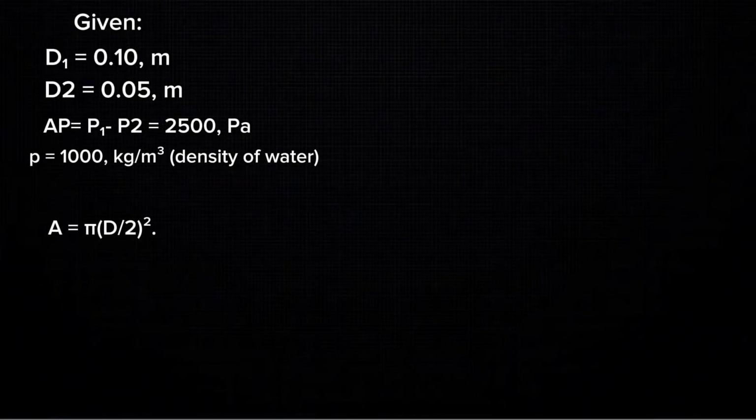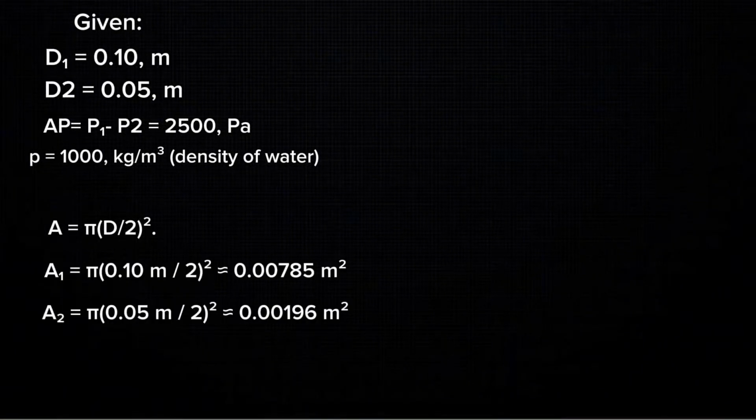First, we calculate the cross-sectional area of both sections using the formula for the area of a circle. Next, we use the continuity equation, which states that the mass flow rate is constant throughout the pipe. This gives us A1V1 equals A2V2, where V represents velocity.